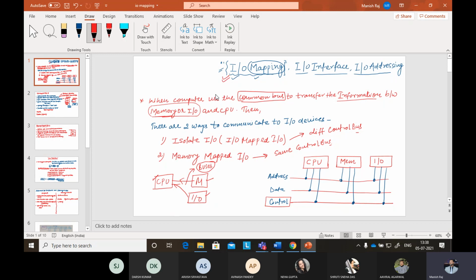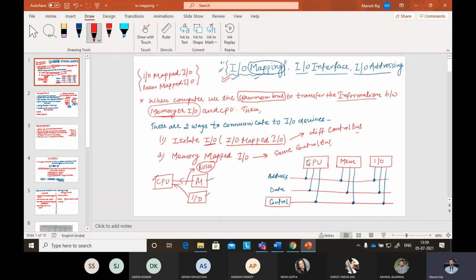So there are two ways to communicate with the IO devices. The first is isolated IO, or IO mapped IO. So we can write this as IO mapped IO. The second is memory mapped IO. There are two ways where we can communicate the things.